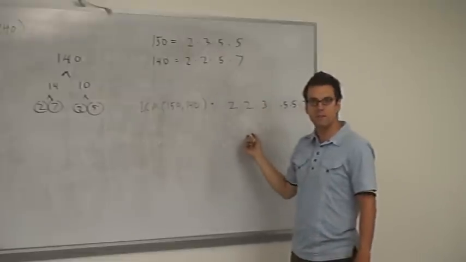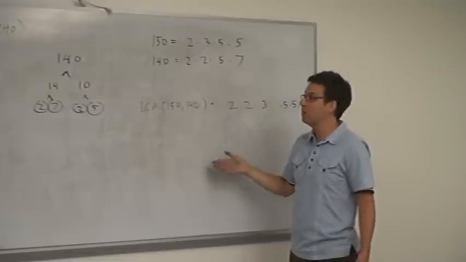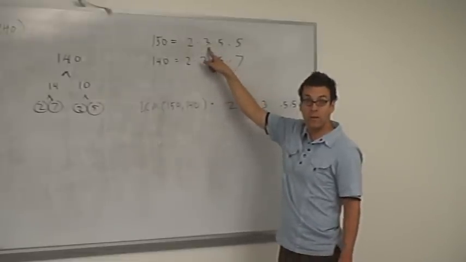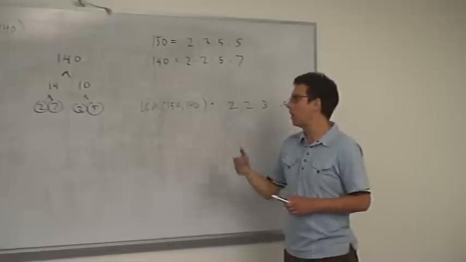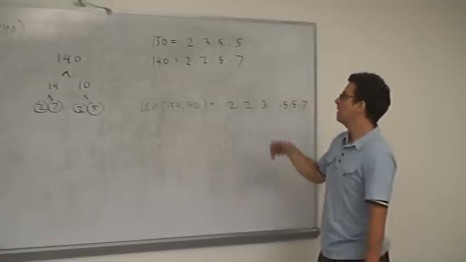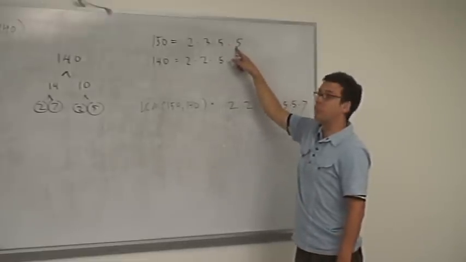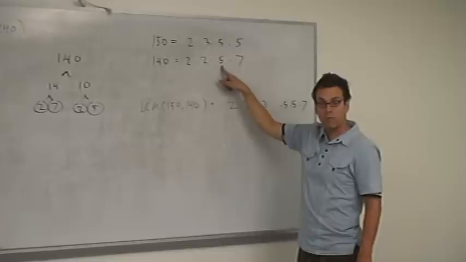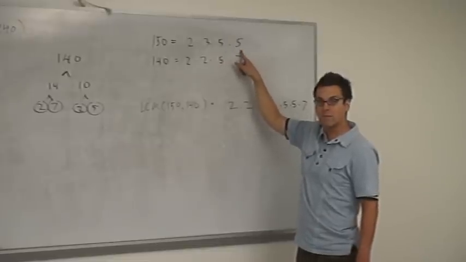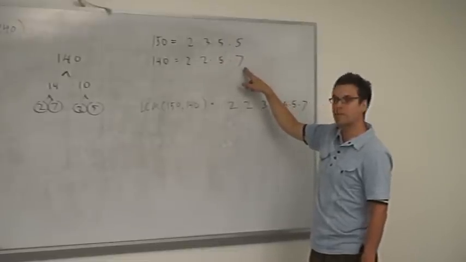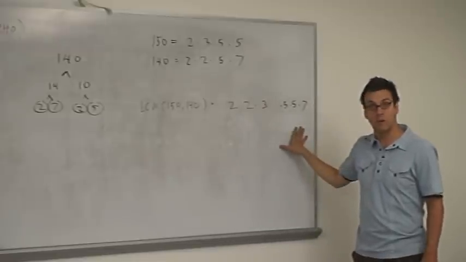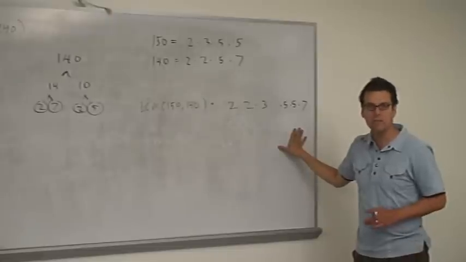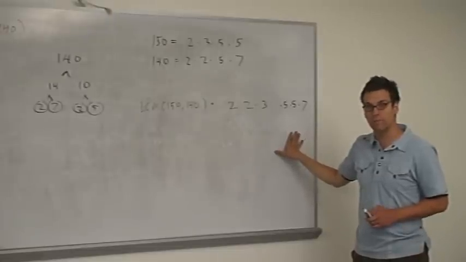How many 3s is the least common multiple going to need? It's going to need 1, because there's 1 3 in the factorization of 150, but if we take any more than 1 3, our number will not be the least common multiple. How many 5s? Well, there are 2 5s in 150, and there's 1 5 in 140, so we're going to need 2 5s. And how many 7s? There's 1 7 in 140, there are no 7s in 150, so we're going to need 1 7 in the least common multiple of 150 and 140.